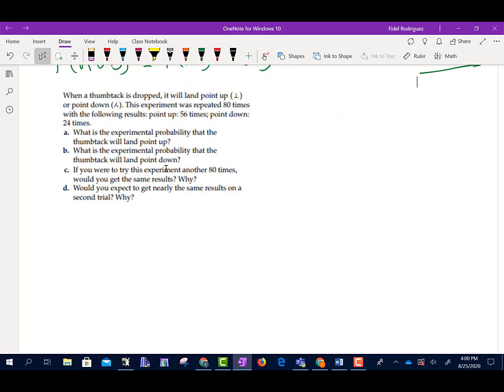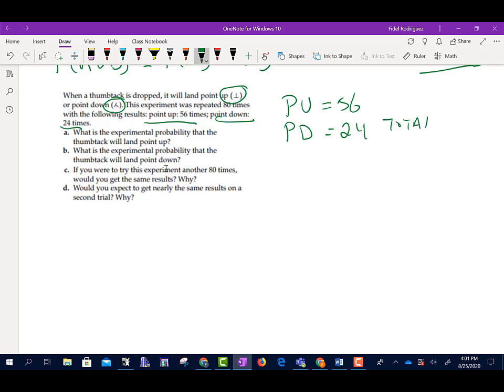All right. Here it says when a thumbtack is dropped, it will land either point up like this or point down like that. The experiment was repeated 80 times with the following results. Point up was 56, point down was 24, and the total was 80.